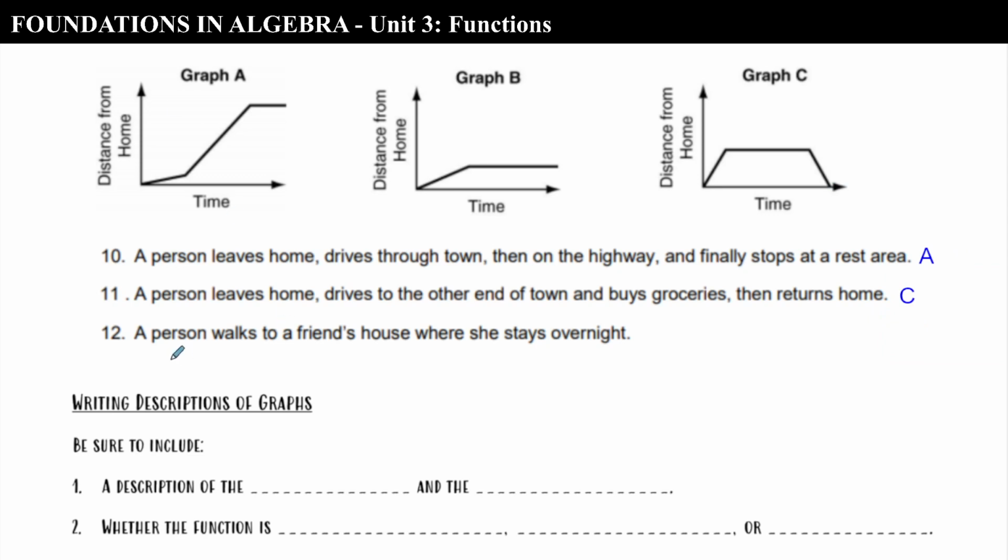And then finally, a person walks to a friend's house where she stays overnight. So she walks to her friend's house going pretty slowly, moving away from home, and then stays away from home the rest of the night. So that would be graph B.